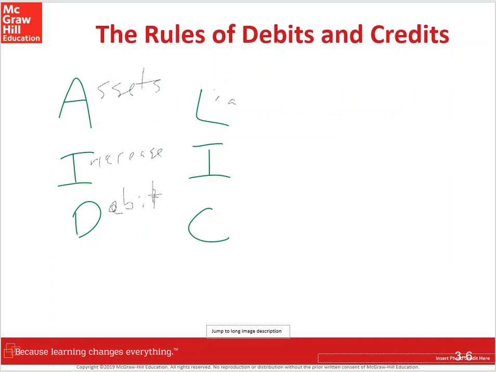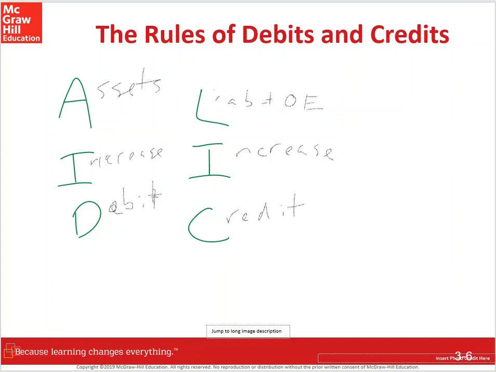And liabilities, and I don't want to leave out owner's equity, so liabilities and owner's equity increase with a credit. That's how I figured it out when I was an accounting student in my first semester of accounting, and it's worked for me ever since, and I've shared this with countless students. So I use aid and lick, assets increase with a debit, liabilities and equity increase with a credit.